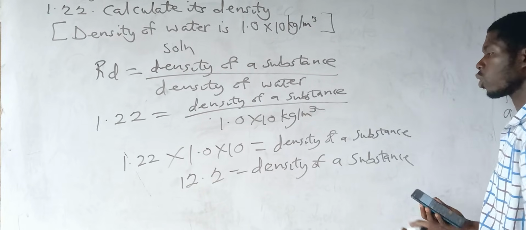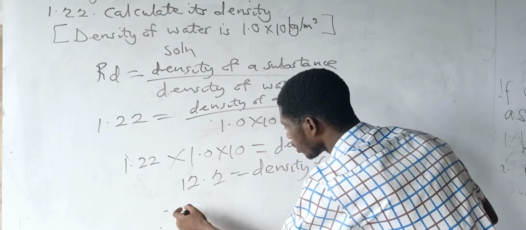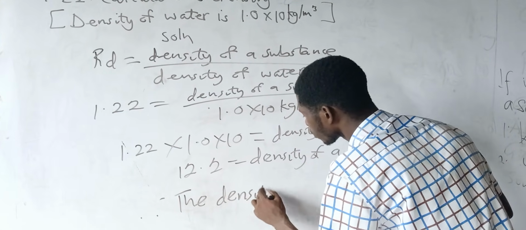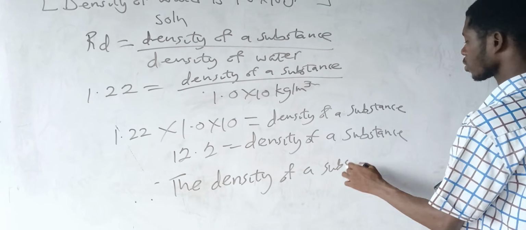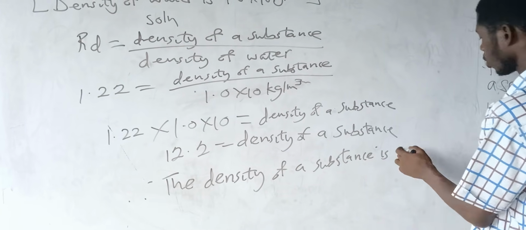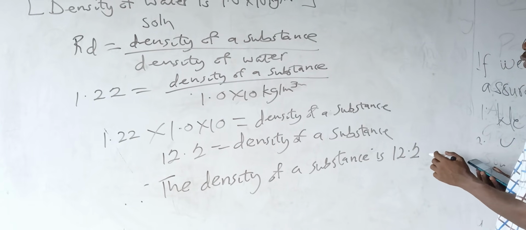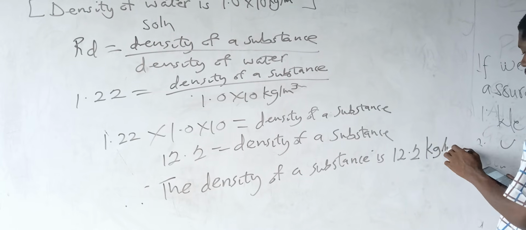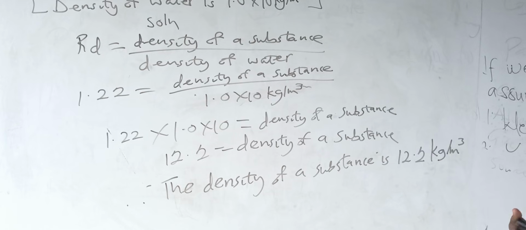So 12.2 is the density of a substance. Therefore the density is 12.2. Then you include the units, right? 12.2 kilograms per meter cube, which is so simple.